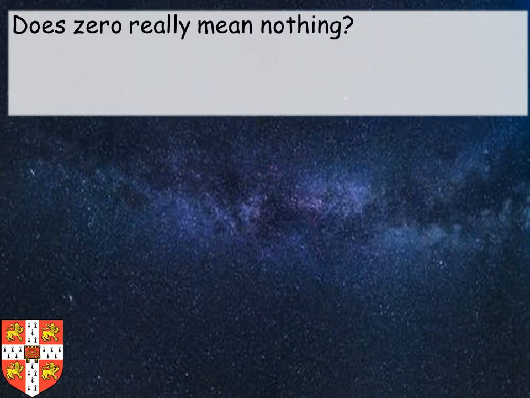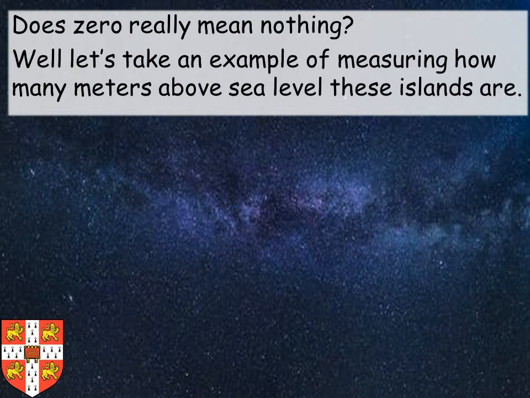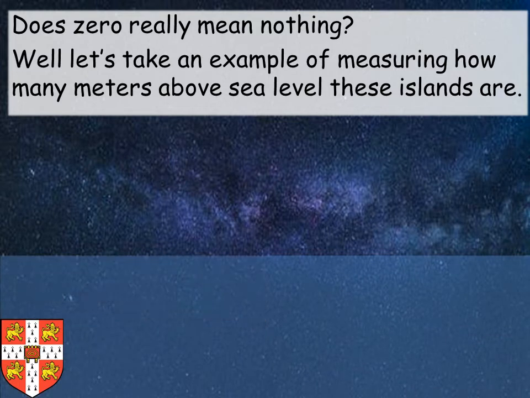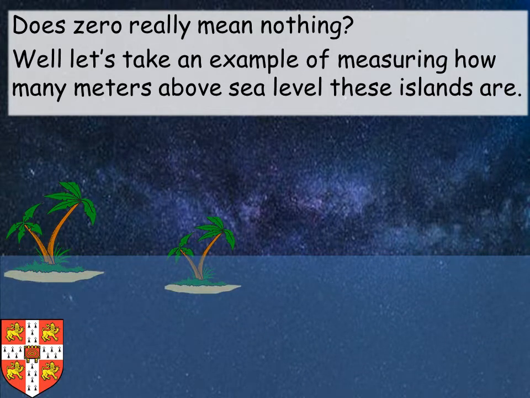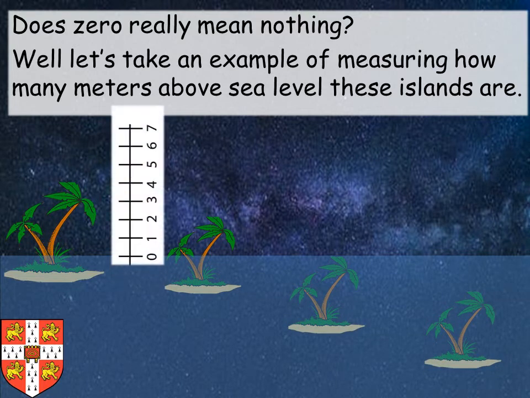Does 0 really mean nothing? Well, let's take an example of measuring how many meters above sea level these islands are. This is our sea. This is island number 1, island number 2, island number 3, island number 4. Island number 1 is 4 meters above sea level. Island number 2 is 2 meters above sea level. While island number 3 is 0 meters above sea level. But what about island number 4?